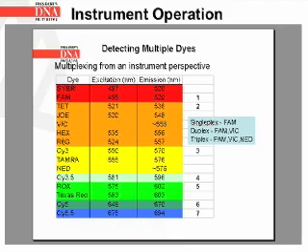The ability to detect multiple dyes is called multiplexing. If you have a single-plex instrument, for example, you will only be able to detect one dye, for example, FAM. A duplex instrument will be able to detect FAM and VIC, and a triplex will be FAM, VIC, and NED.